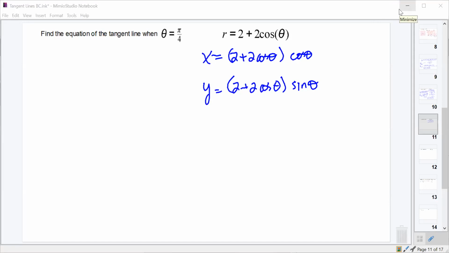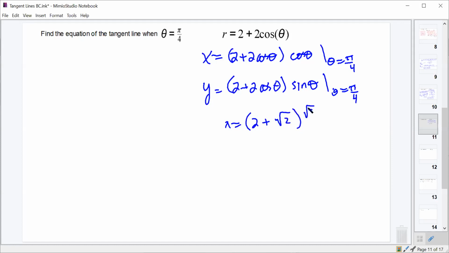Got our x's and our y's. X is 2 plus 2 cosine theta times cosine theta, and y is 2 plus 2 cosine theta times sine theta. And if we're going to evaluate both of those at theta equals pi over 4, cosine of pi over 4 and sine of pi over 4 are both root 2 over 2. So x equals 2 plus 2 root 2 over 2, so 2 plus root 2 times root 2 over 2. And y is going to be the exact same thing, right? 2 plus root 2 times root 2 over 2.